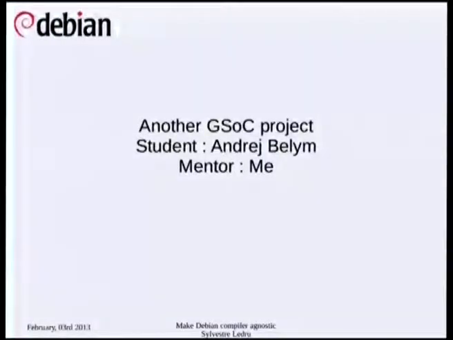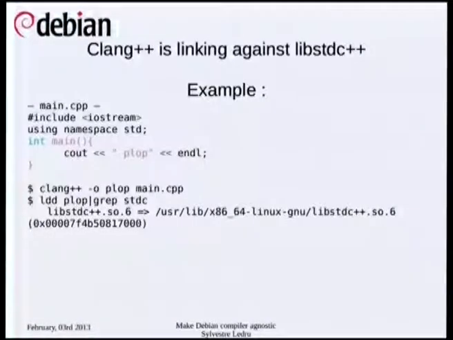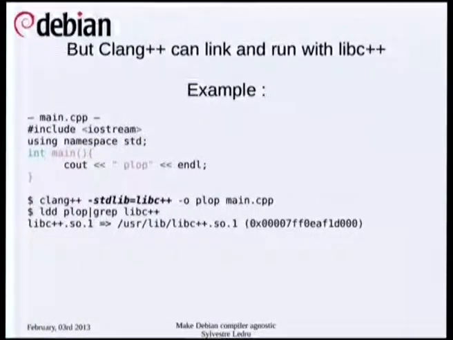So another project that we worked on is with Andrej, who also quit at the end. It was the packaging of an alternative C++ runtime library. So in parallel to LLVM and Clang, the LLVM community is working on two C++ implementations. One is a standard library, and the other one is a low-level runtime support. So this sample C++ code, if we compile it by default with Clang, it will be linked against libstdc++. And if we do the same with this argument, it's still libc++, but it is going to be linked against a new C++ runtime library.